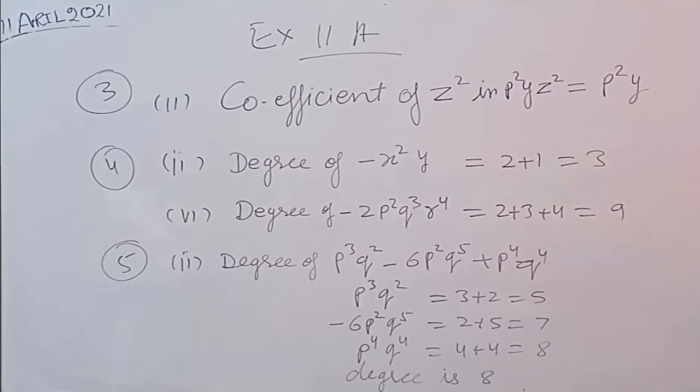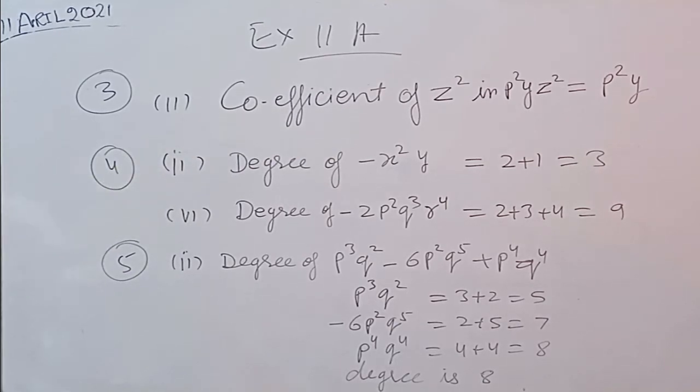Children, I am taking question number 3, in which we have to find the coefficient of z square. I am taking the second part, coefficient of z square in p square y z square. What I told you earlier about how to find the coefficient: just leave that part in the term, and the remaining part will be the coefficient. So leave the z square from there, and we get p square y as the coefficient of z square.